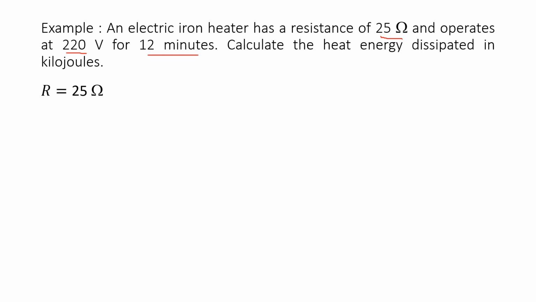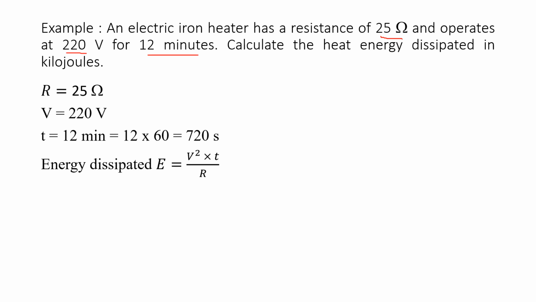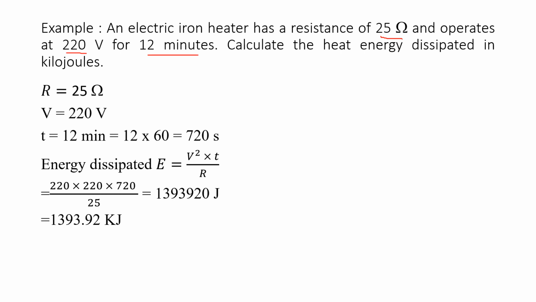So the resistance is 25 ohm. The voltage is 220 volt. The time is 12 minutes, that is 720 seconds. Energy dissipated or work done, we have the formula V square into T by R. Replacing the values, you get 220 into 220 into 720 upon 25. So in 12 minutes, 1393920 joule or 1393.92 kilojoule of heat energy is dissipated.